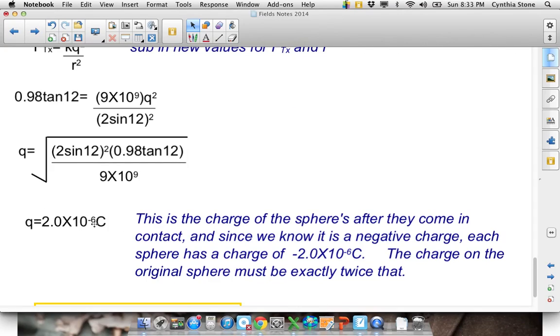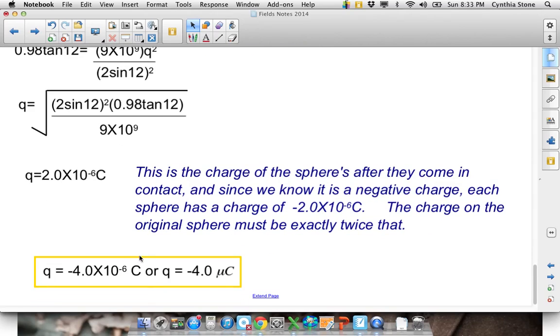So Q is, now this is after they come into contact. And I think we must have been given that they were negative. And so we can say the original charge on B must be twice that, right? Because it gave half of its charge to A, and we're told that it's negative, so Q, the original Q, then is a negative charge.